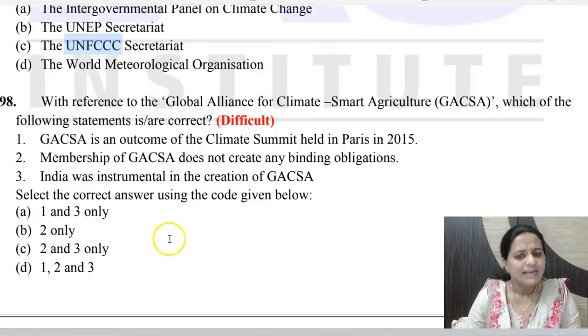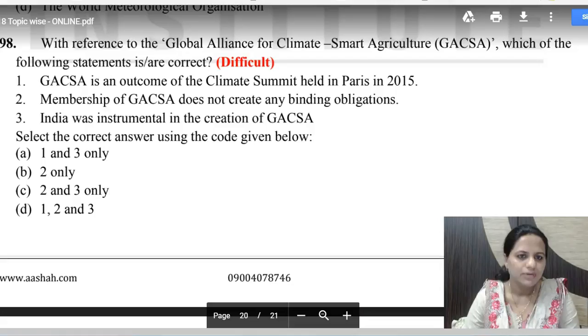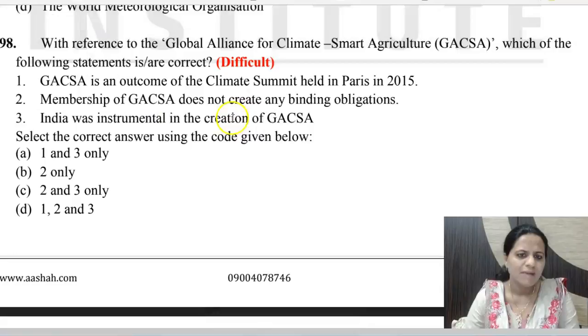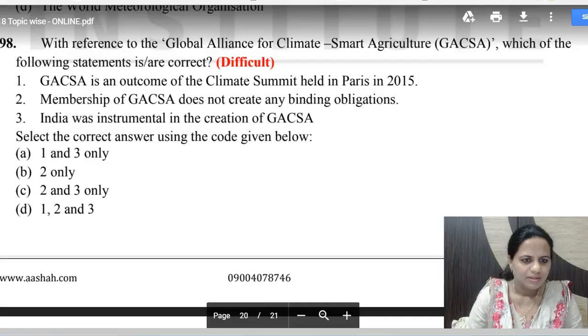98 is difficult. It's regarding GACSA, Global Alliance for Climate Smart Agriculture. So this was launched in 2014. So this is very old, like, environment related current affairs. So again, this comes under the difficult category. 98, the correct answer is B. So only the second statement is correct. It's not an outcome of the 2015 summit, of the 2014 summit actually. And India was not instrumental in GACSA creation.